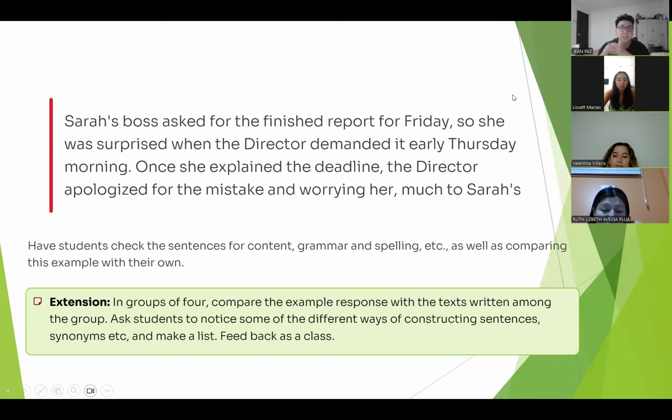Okay, as you can see, here we have the passage. So the students have to check the sentences for content, grammar, and spelling, etc., as well as compare this example with their own. So the activity is that in groups of four, they compare the responses they wrote among the groups. Ask students to notice different ways of constructing sentences, synonyms, etc., and make a list. And after that, give feedback as a class.